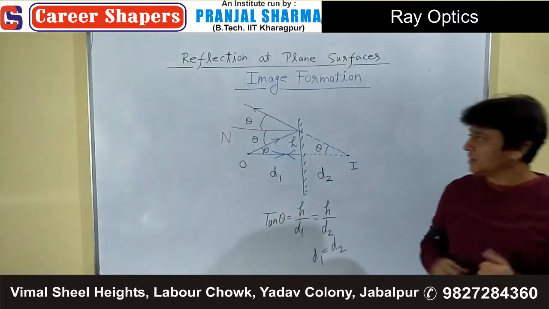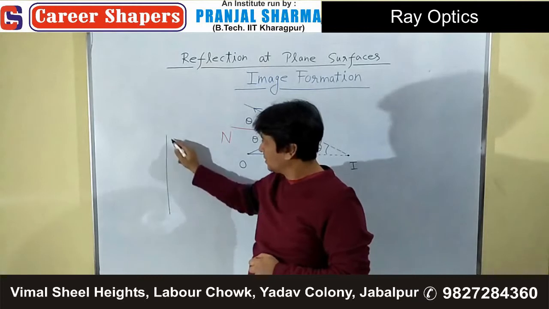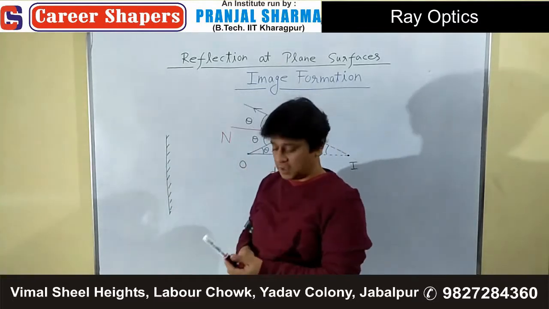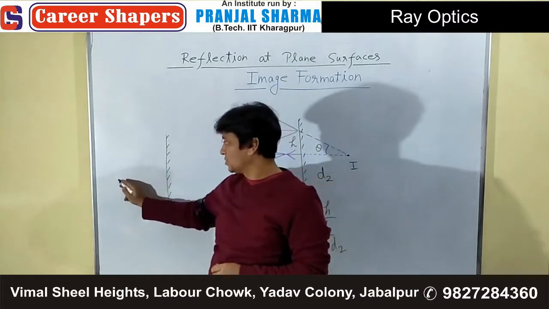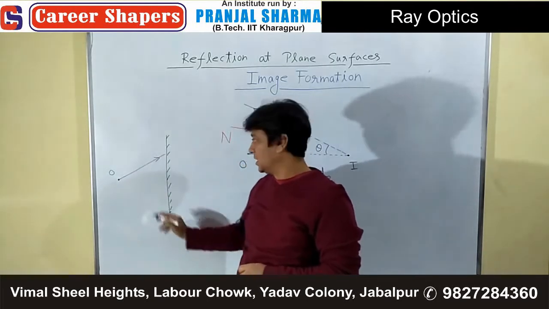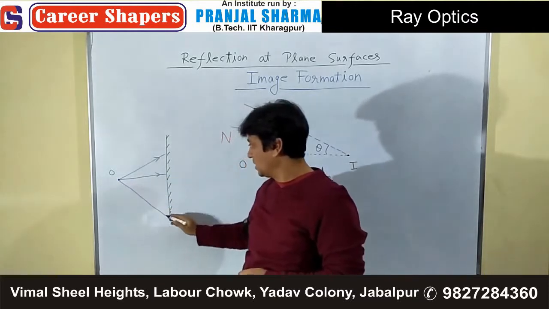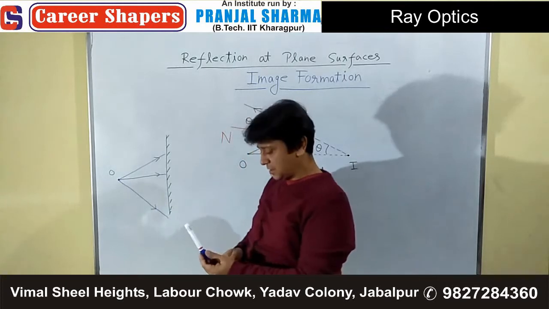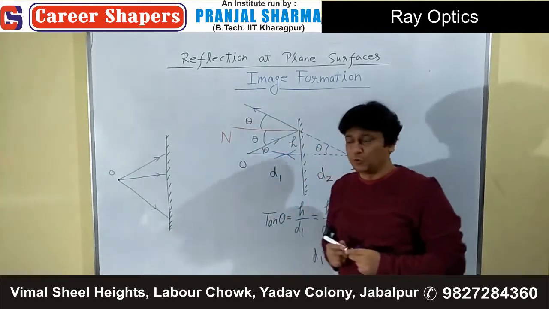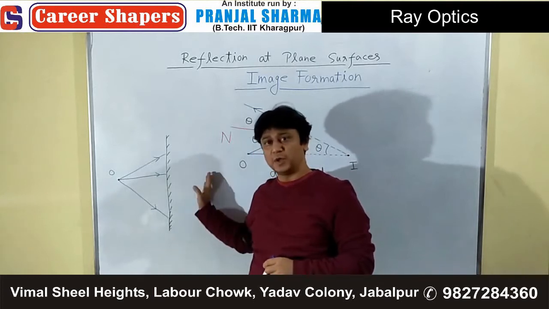Now, you see the ek aur part, yahan dekhna. This is your mirror. हमारे पास यहाँ एक ऑब्जेक्ट था. इस ऑब्जेक्ट से एक रे ये निकली. That's your second ray. This is your third ray. It's a larger angle. There are infinite such rays possible from this object. We need to prove that all these rays, they meet at a single point behind the mirror.